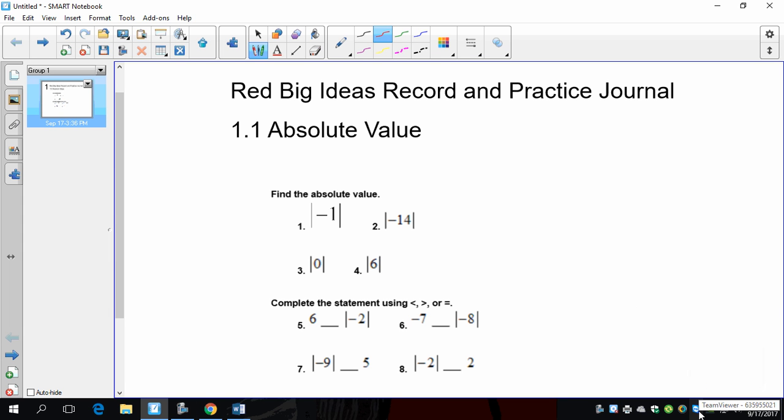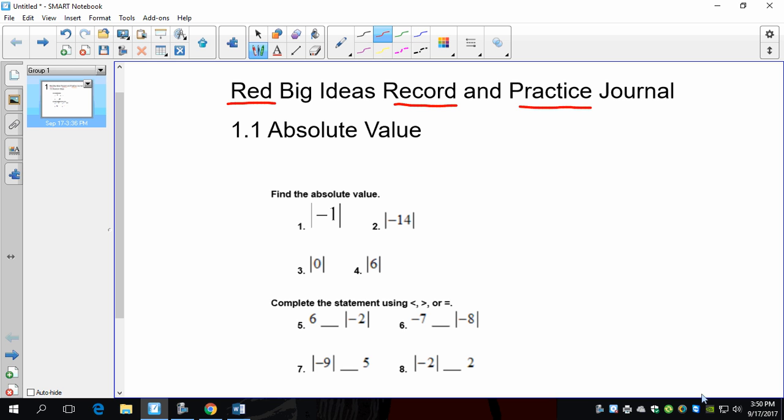Welcome to some math lessons from the Red Big Ideas series, and these questions are taken directly from the students' Record and Practice Journal. Every student has a copy of the Record and Practice Journal. Right now, every student has Chapter 1, and this is the first lesson from Chapter 1. This is Lesson 1.1, Absolute Value.